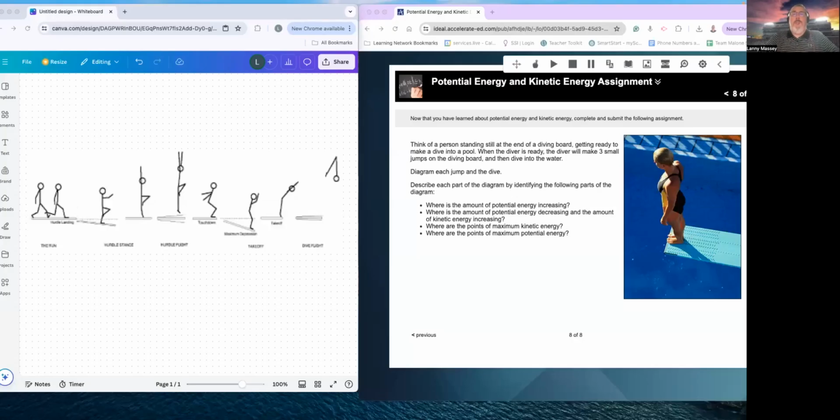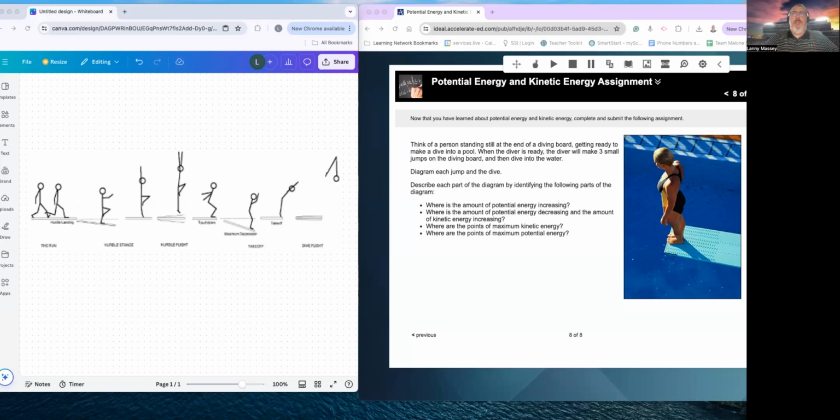Okay, today I'm going to talk about the instructions and kind of what you need to be thinking about when you are trying to do the potential and kinetic energy assignment. If we read the directions, it says think of a person standing still at the end of a diving board getting ready to make a jump into the pool.